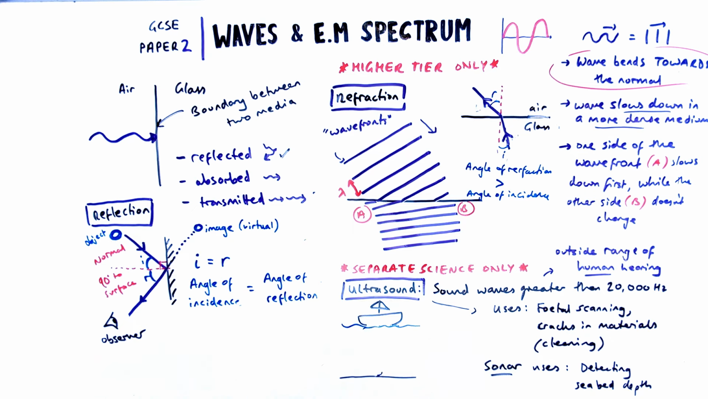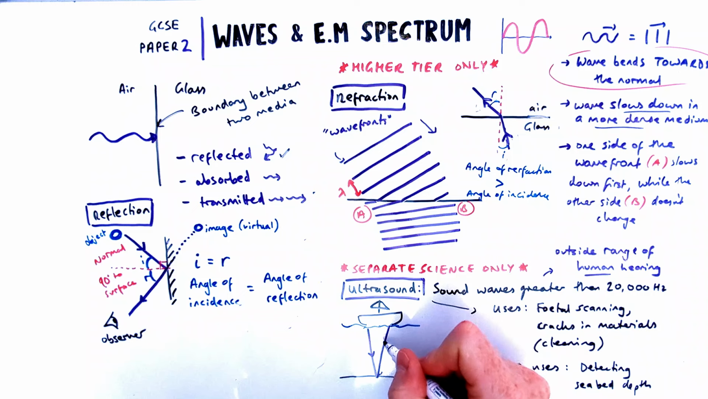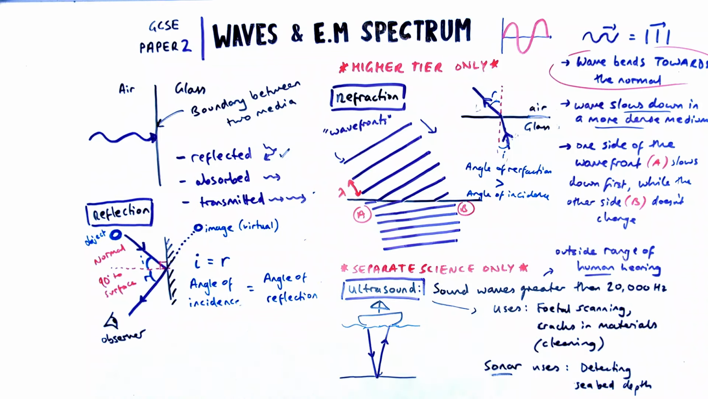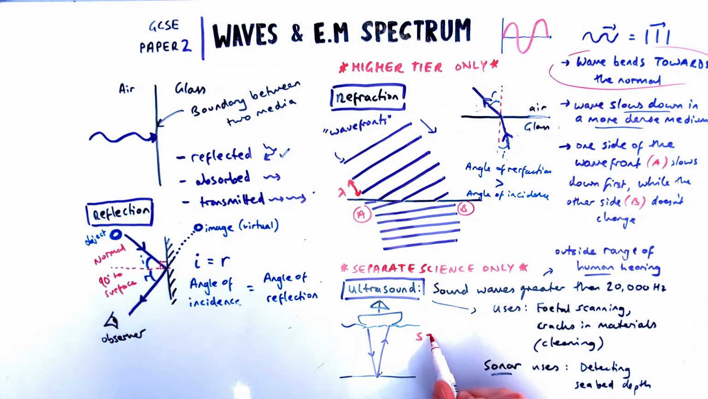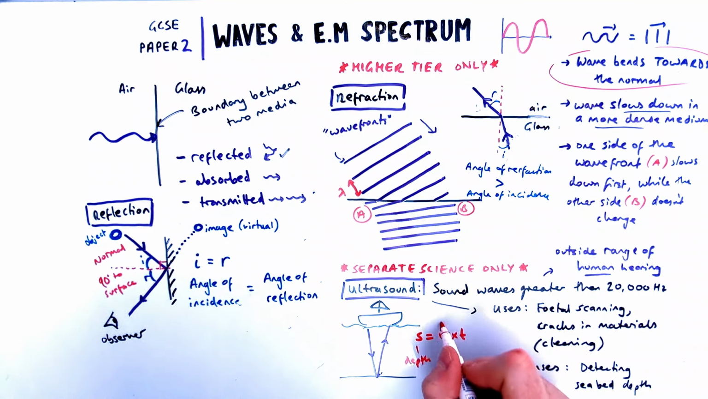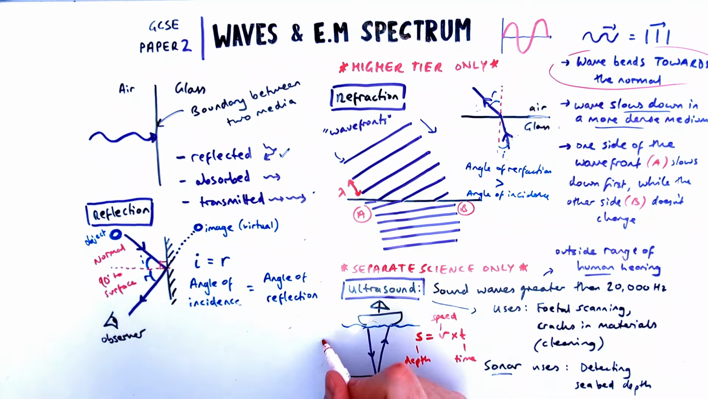What it's going to do is emit a sound wave downwards, and the sound wave is going to reflect back up, an echo. The ship can measure the time taken for that sound to return to it, and you can use it to work out the distance, or in this case the depth. From our equation from earlier, distance equals speed times time. The distance is going to be the depth, the speed is the speed of the wave, which is a known quantity, and the time taken is what's measured.